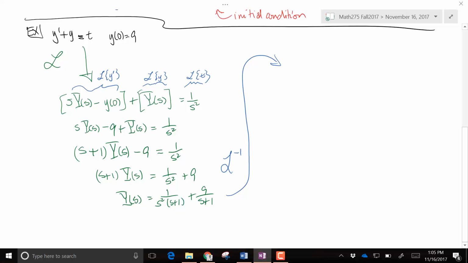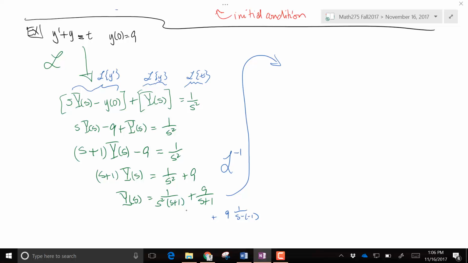I think I vaguely remember there's a 1 over s minus a, so that would be e to the at. So 9 times 1 over s minus negative 1. So 1 over s minus a is something that should be familiar to us. But this one, I don't recall seeing anything with an s squared or s cubed plus s squared or anything like that, right?